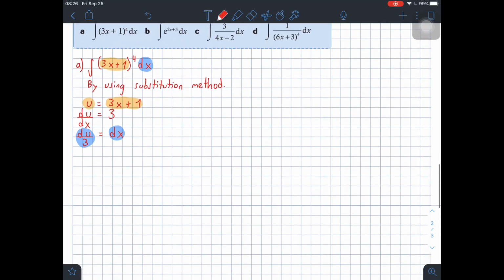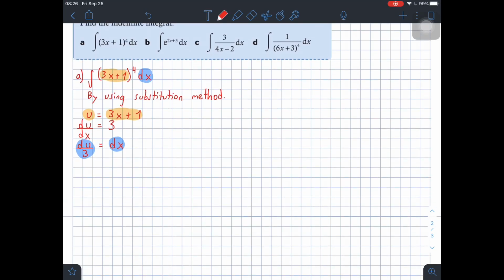So if I rewrite this expression, we would have the integral, and instead of writing 3x plus 1, I'm going to write the equivalent, which is u. The integral of u to the power of 4, and instead of writing dx, I'm going to write its equivalent, which is du over 3. So this is our new integral. And you see that this is a much simpler integral. We know how to find the integral of this type of expression, right? We can take out this 3, for example. We will have 1/3 times the integral of u to the 4 du.